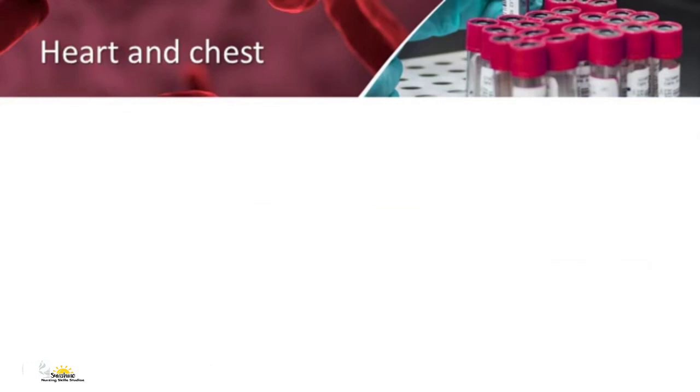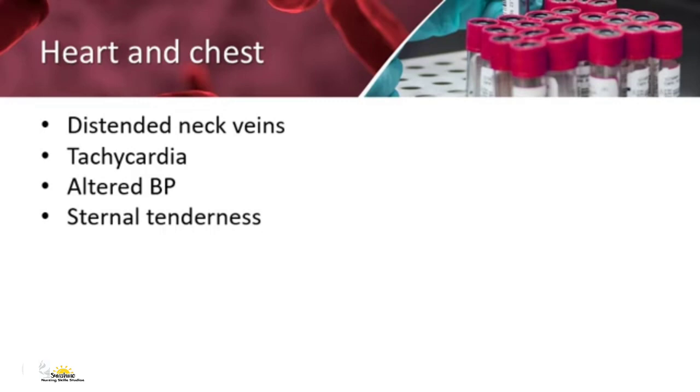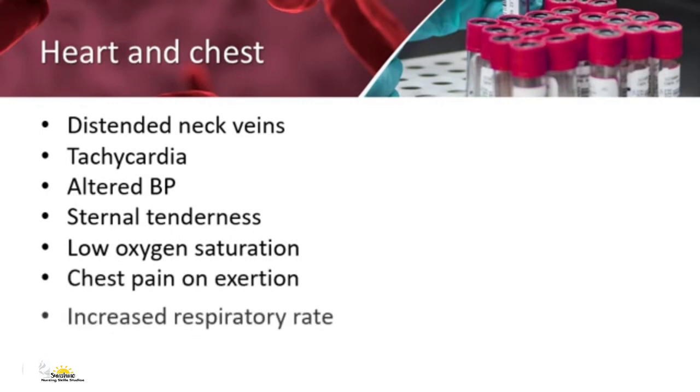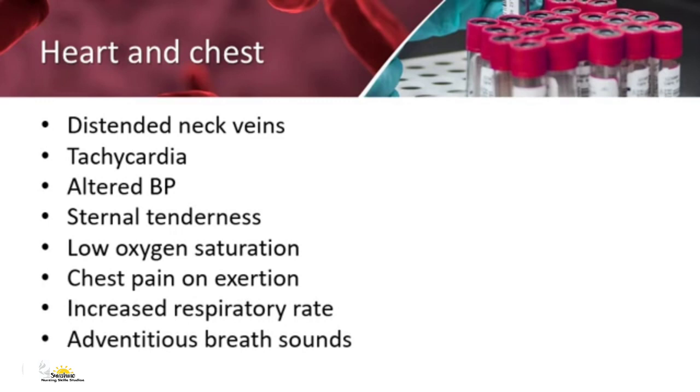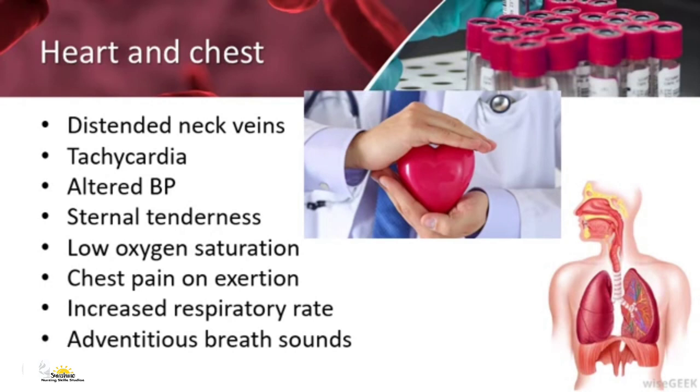Assessment of heart and chest. The person will show distended neck veins, and they will have tachycardia along with palpitation and alteration in the blood pressure. It can be hypotension or it can be hypertension. Sternal tenderness in case of abnormality or in case of leukemia. Low oxygen saturation in case of low Hb level. Chest pain on exertion. Increased respiratory rate. Adventitious breath sounds like crackles, wheeze, etc. can be seen as the alteration in the heart and chest.